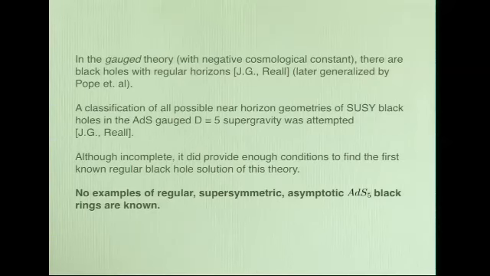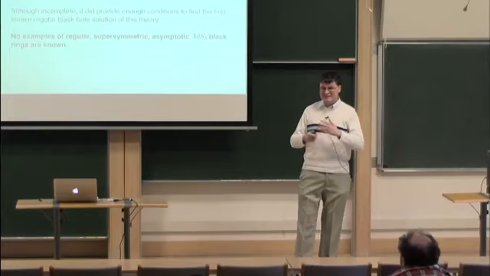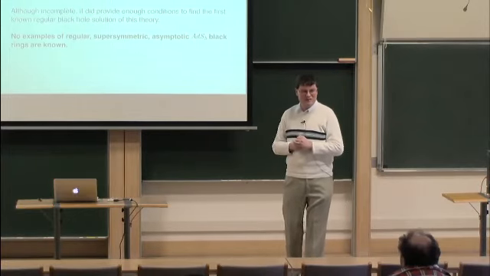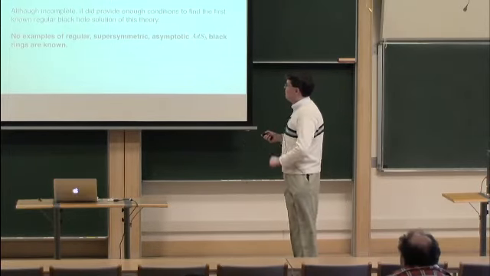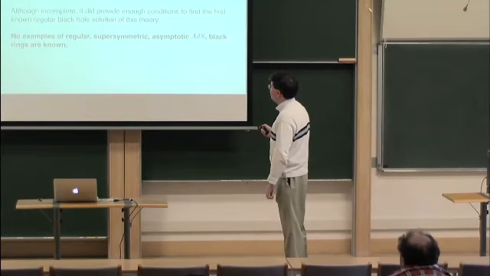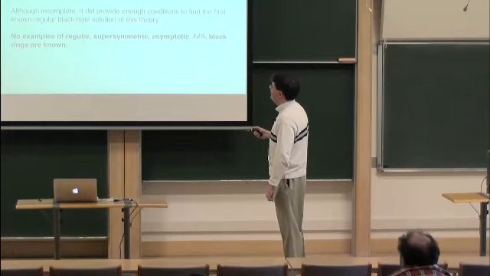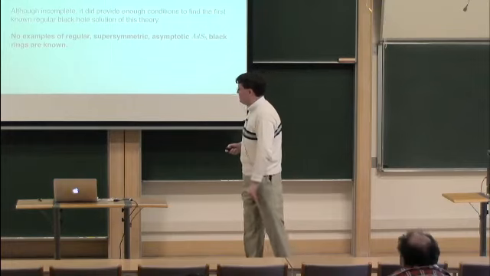We attempted first of all to classify all the possible near-horizon geometries. Unfortunately we weren't entirely successful. We managed to get a lot of conditions on the near-horizon geometries, but the result is much less clean than in the ungauged theory. But although incomplete, we did get enough interesting conditions to allow us to construct the first known regular black hole solution in this theory, which I described up there.